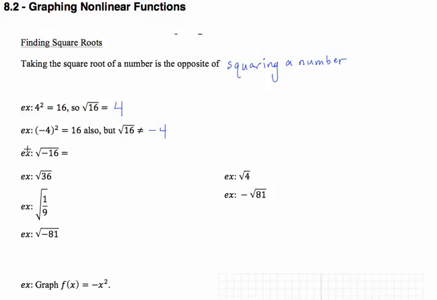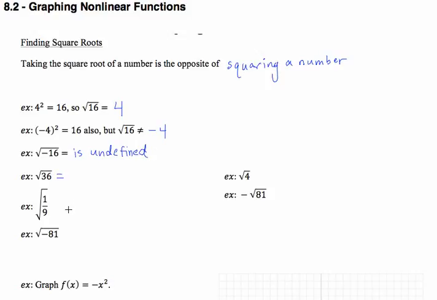Okay, what if you wanted to find the square root of negative 16? Can you think of a number whose square equals negative 16? Now your answer should be no, not a real number at least, because any real number, if it's a positive number squared, you get a positive number, not negative. And if it's a negative number squared, you also get a positive number, not negative. So this is undefined. There is no real number such that its square will ever be negative.